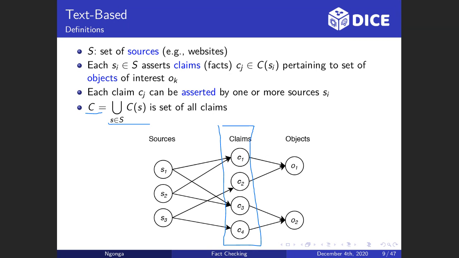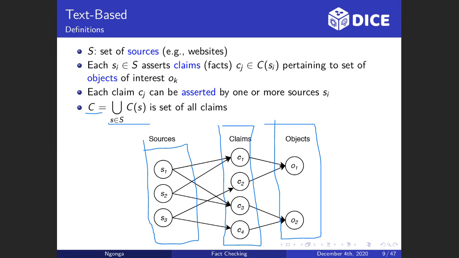The sources basically are such that they can be connected to several claims. Claims can be connected to several sources, and obviously claims can be connected to several objects. But what you see here is that we have a tripartite graph, important from a topological perspective.